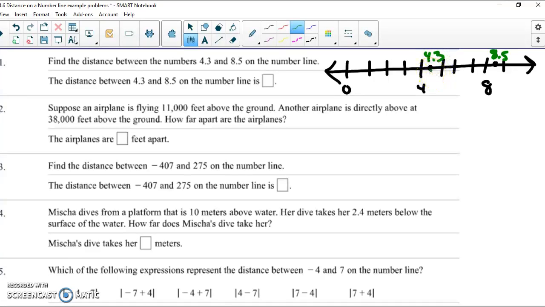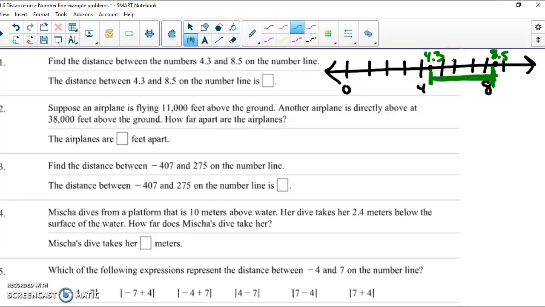Okay, I want to know the distance between these points. So I'm not going to attach any information that tells me that 4.3 is less than 8.5 or that 8.5 is larger than 4.3. I merely want to describe this distance, this value right here. So that's why we're going to use absolute value. So what we're truly going to do is take these two values, subtract them, and take the absolute value.